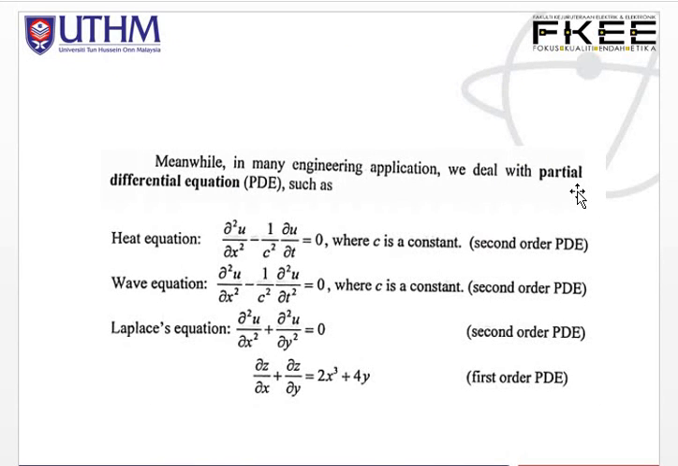But what about the partial? If you look here, there is del squared u, so this one is second order. This one also has del squared u over del x squared, so second order again, and this one also second order. This one only has del z over del x, so this is first order.